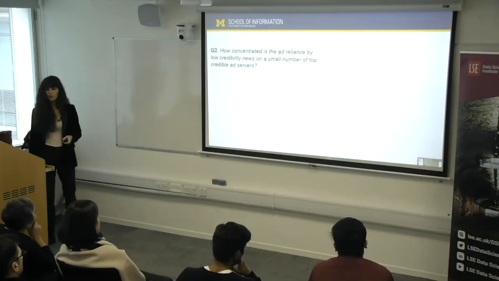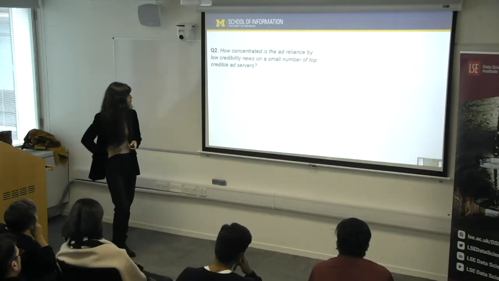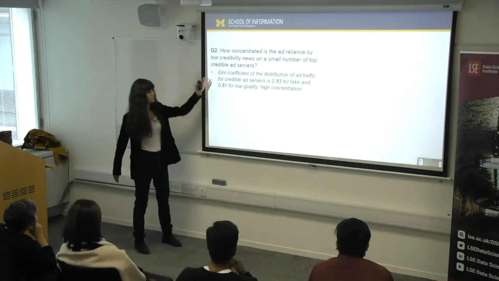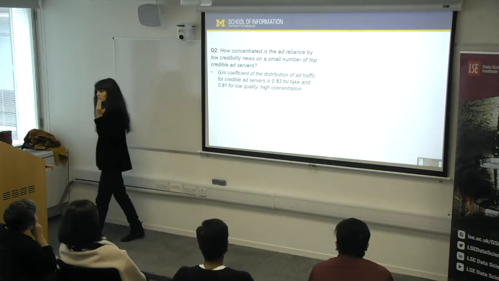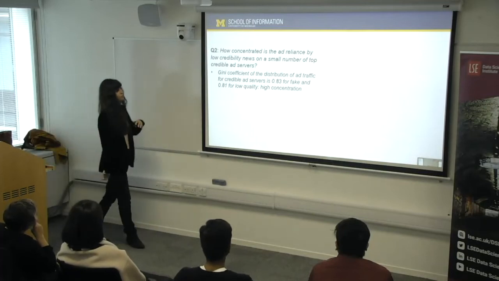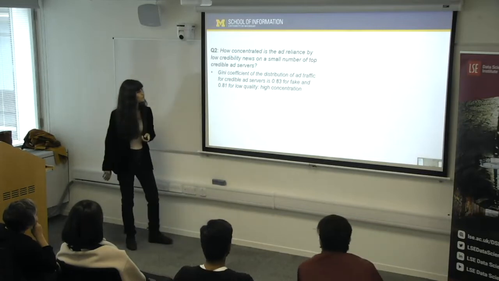Now the second question was how concentrated this ad reliance is on a small number of top credible ad servers. When you think about market concentration, it's generally the Gini coefficient that's used. The Gini coefficient is pretty high, 0.83 and 0.81 for the subcategories within low credibility news.